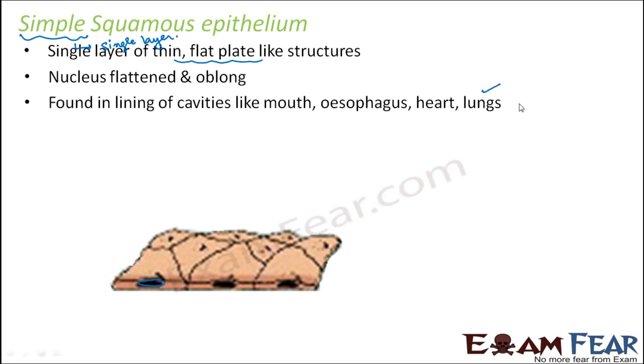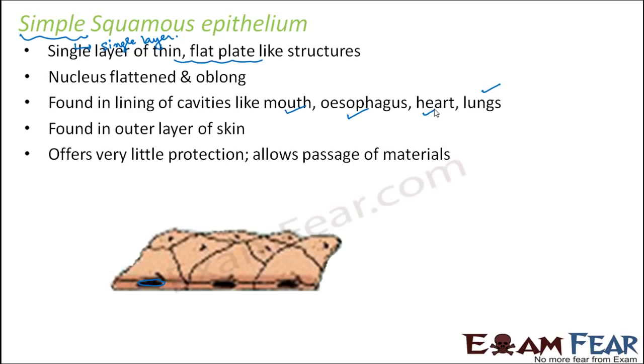If you talk about lungs, transport of oxygen happens here, right? If you talk about the mouth, whatever substances you eat, some transfer of nutrients happens through the membranes. So for each of these organs, there is some transport of substances happening through their lining. Correct? Because of that, a thin flat layer of cells will be helpful here, and that is why simple squamous epithelium is found in all these locations. They are also found in the outer layer of skin. They offer very little protection. However, they allow passage of materials.